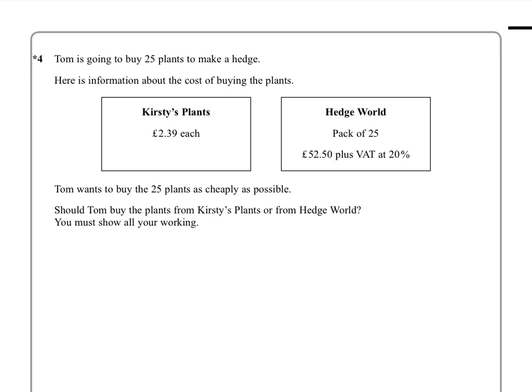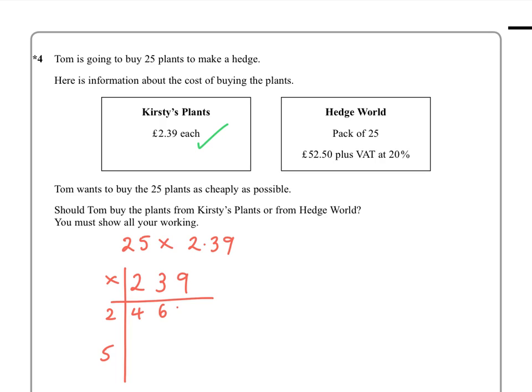So in this question we've got to work out which place is cheaper to buy the 25 plants. So let's start with the first scenario. We would have 25 lots of £2.39. I think the way I would approach this is I would just multiply 239 by 25. So this is what we'd end up with. And you'd have your own multiplication method anyway, I'm sure.